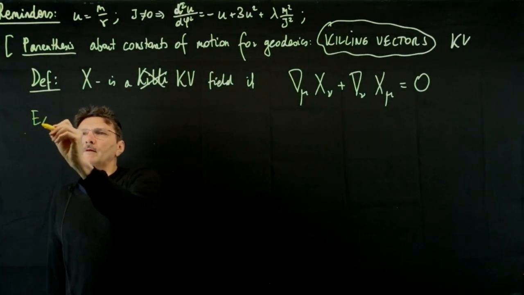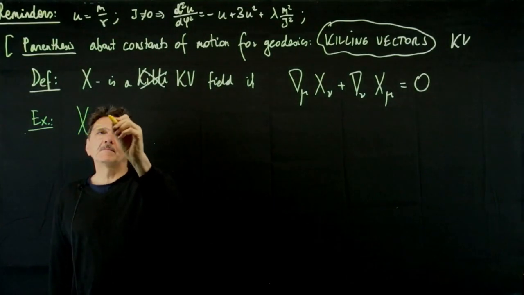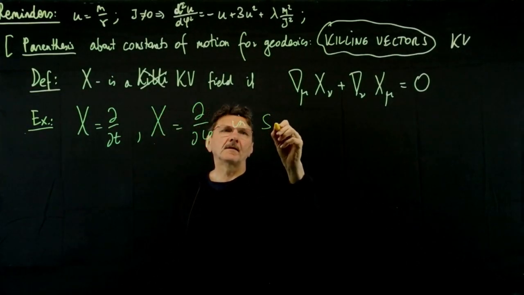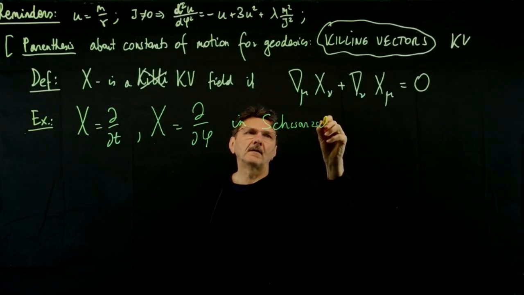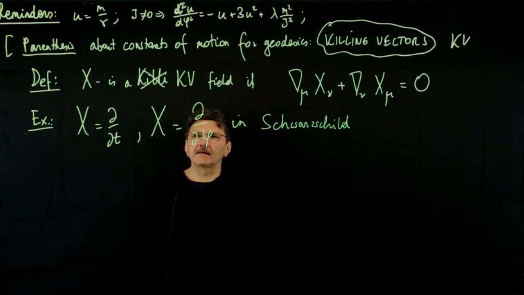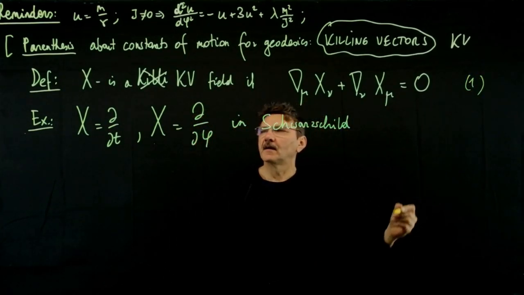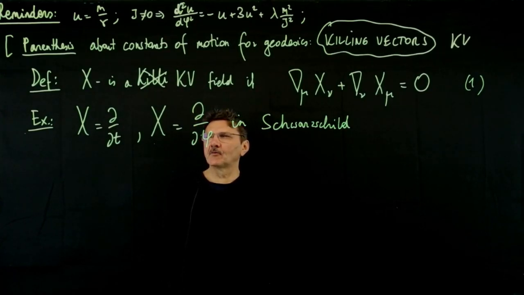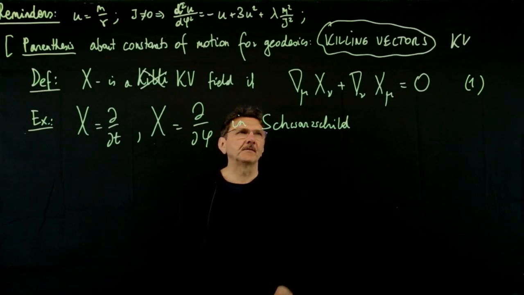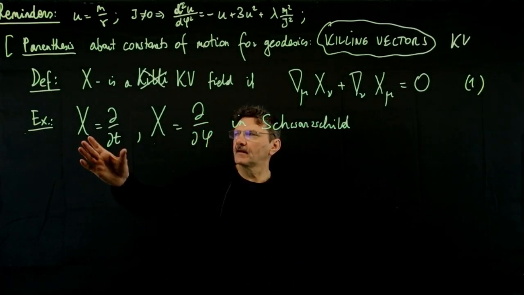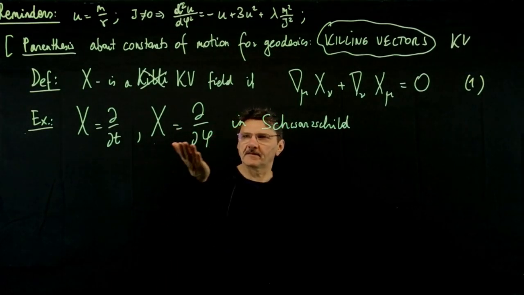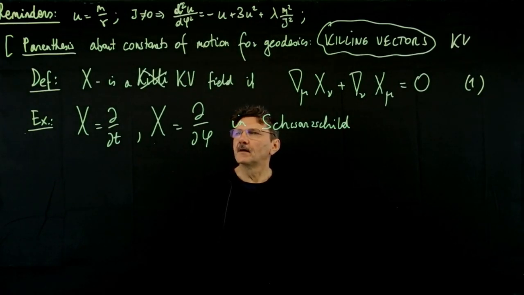An example would be X is d over dt, or X is d over d phi in Schwarzschild. Well, the easy justification that this equation is satisfied for these fields would be just using the fact that these vector fields generate isometries. In other words, the metric does not depend upon t. That's the same as saying that this vector generates isometries, and the Schwarzschild metric does not depend upon phi. That's, again, another way of saying that this has to do with isometries.